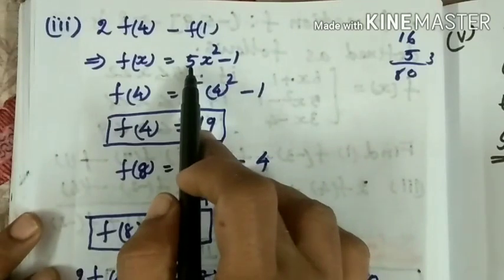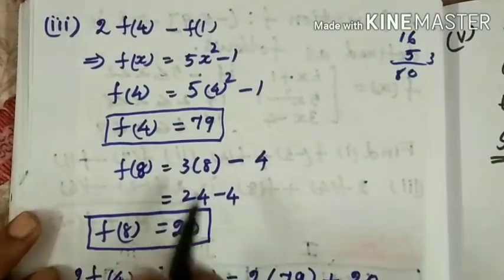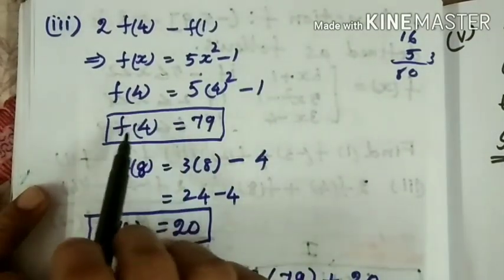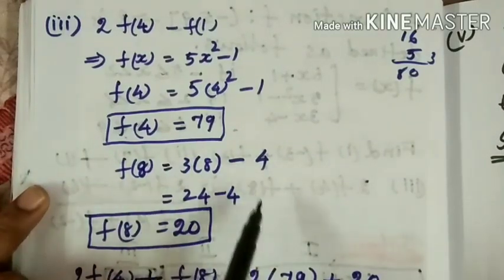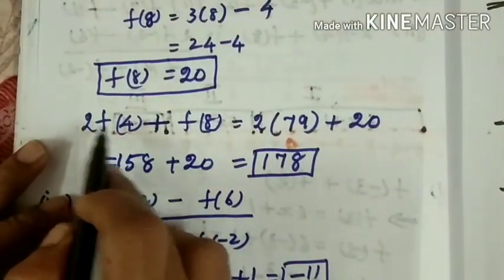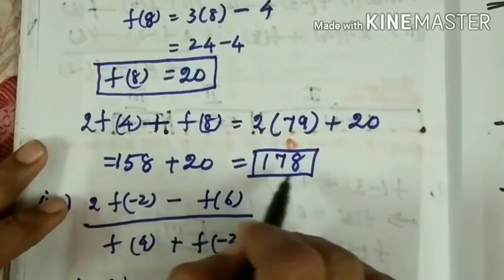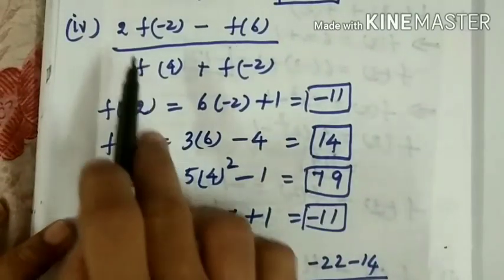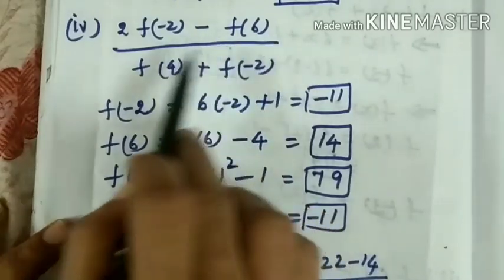Now come to the third subdivision, 2 into f of 4 plus f of 8. 4 is defined as 5x squared minus 1. 8 is defined as 3x minus 4. See, the value of f of 4 equal to 79. The value of f of 8 is 20. Then the value of 2 into f of 4 plus f of 8 equal to 178.